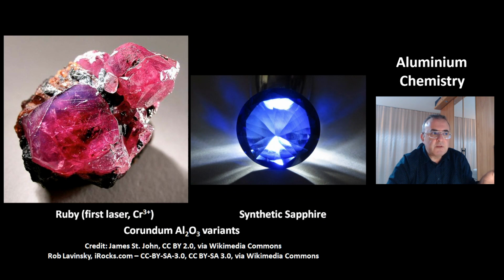These are two variants of corundum. At the left, that's ruby. This was the first laser. It was a ruby laser. The red color comes from the chromium 3 ions. At the right, you can see a picture of synthetic sapphire.